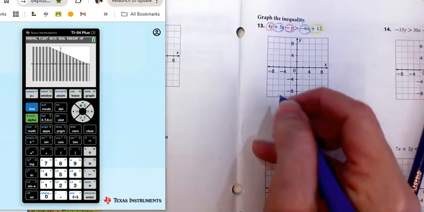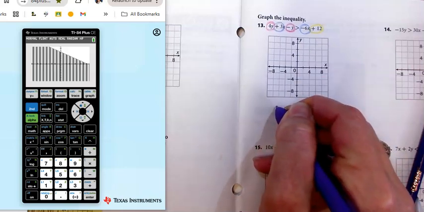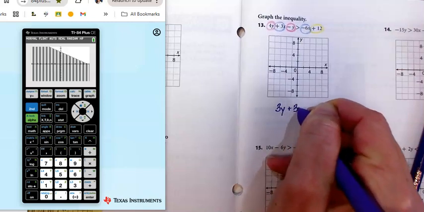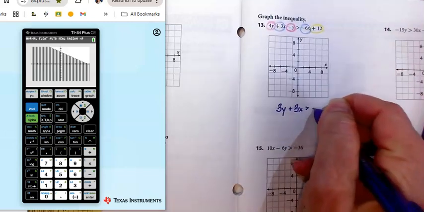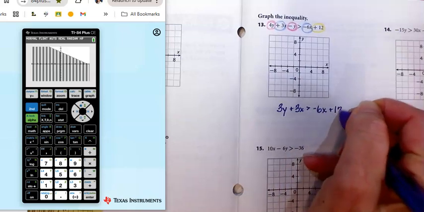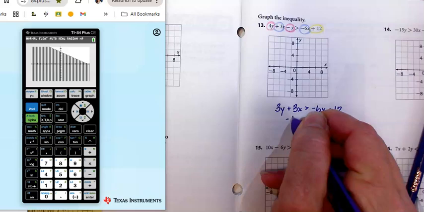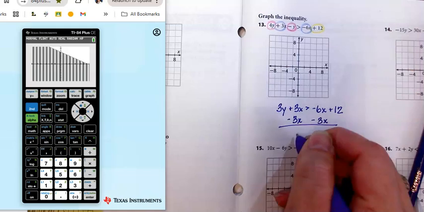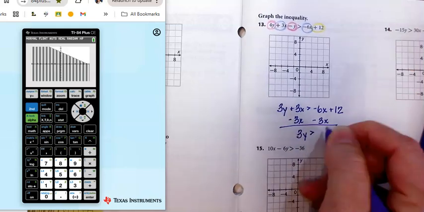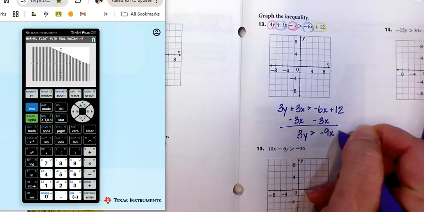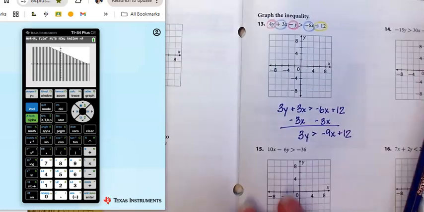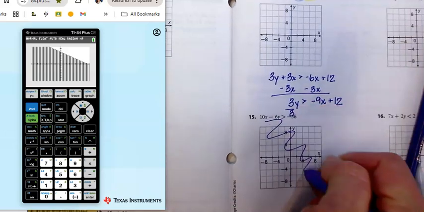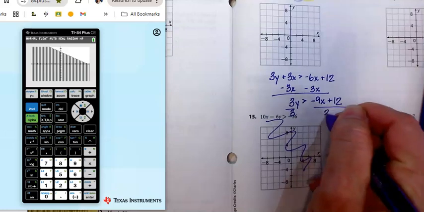So once I combine like terms, 4y minus y is going to be 3y plus 3x is greater than negative 6x plus 12. Then I'm going to say minus 3x, minus 3x. I get 3y is greater than negative 9x plus 12. And then I need to divide everything by 3. Sorry, I'm going to run out of space here. Divide all of this by 3.